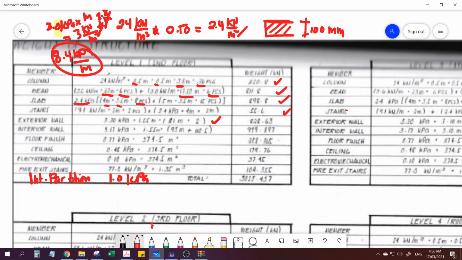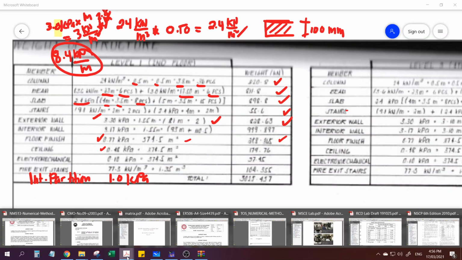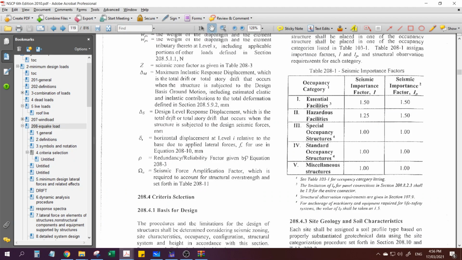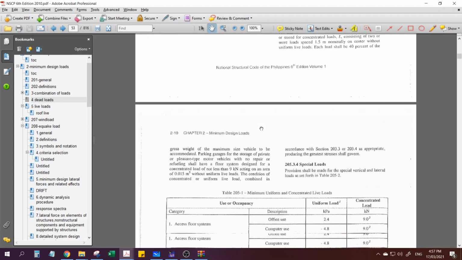Okay, so it depends sa plano nyo, no? Ayun, so basically parang ganito yun, no? Then multiply mo sa haba, sa length nung CHB mo. So you will get the weight. Okay, for the floor finish, yan, typical naman yan, 0.77 kPa times the area. Have this, ceiling. So check nyo na lang sa design criteria nyo, no? We have, so yung dead load dito. Ito yung mga typical values.